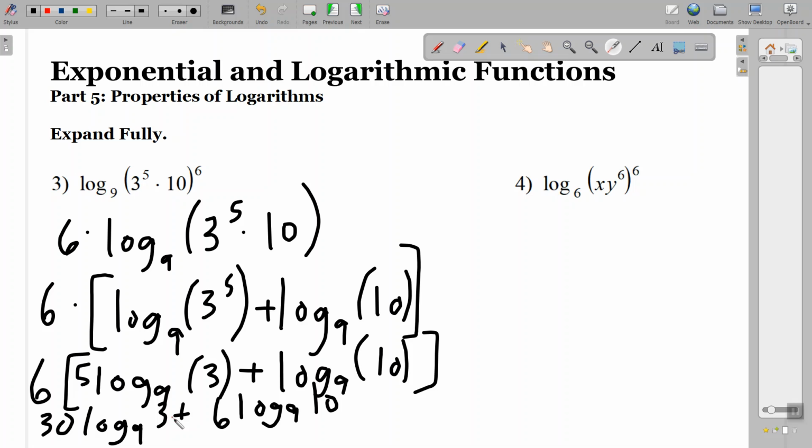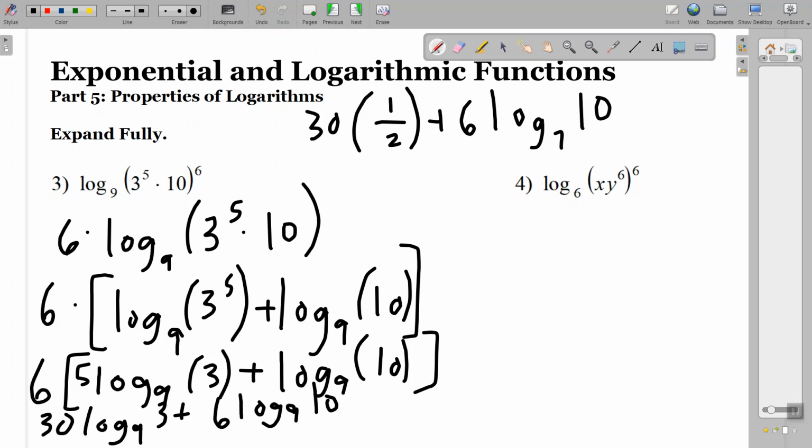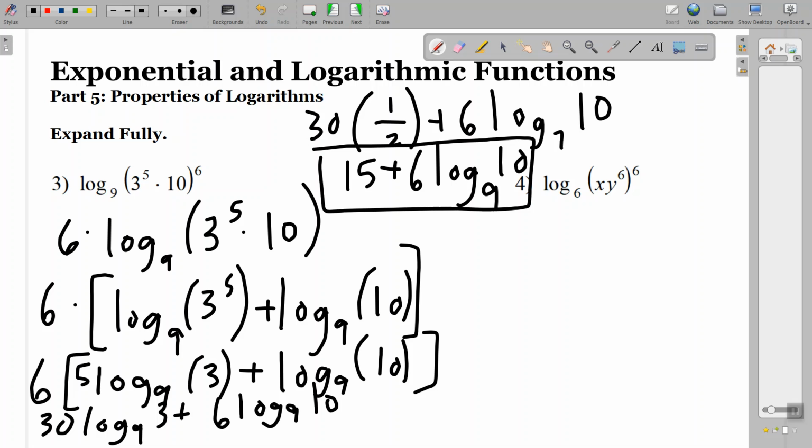All right, so I'm going to bring this up here to the top and say that this is 30 times, if log base 9 of 3 is 1/2, I can replace that, plus 6 log base 9 of 10. Then I can multiply 30 times 1/2 and get 15 plus 6 log base 9 of 10. That would be a great final answer for that one.